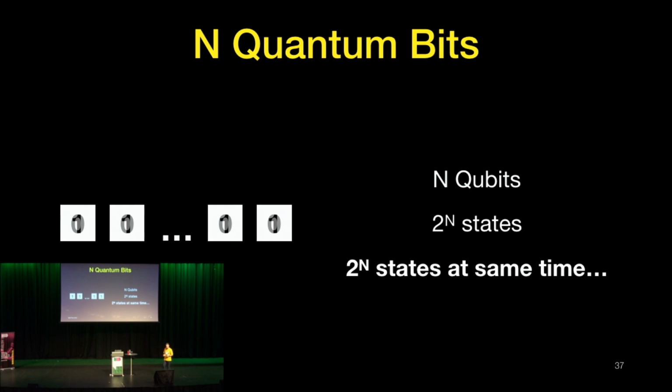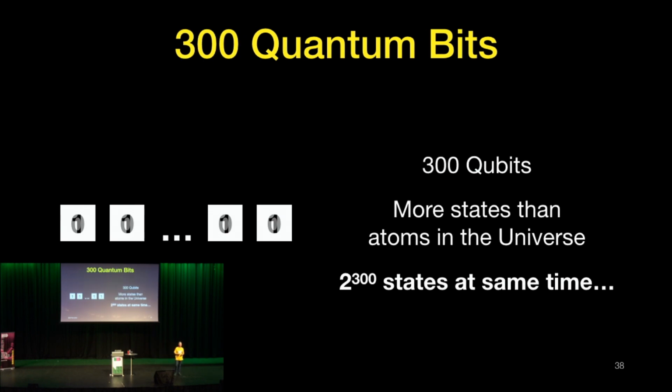To show you how this is important, think about 300 quantum bits. Not too big a number, 300. If you had 300 quantum bits, then you have 2 to the 300 states that you're in, and that's more states than there are atoms in the universe. It's a lot of states in 300 quantum bits. And if we can use that for doing some sort of processing, we can do amazing stuff.